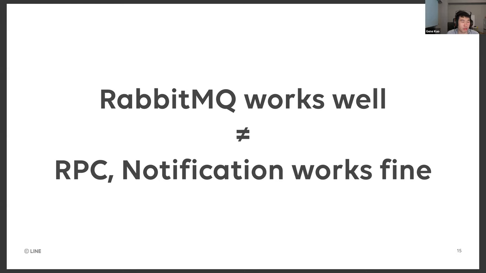in two different ways. It's because if RabbitMQ works well, it doesn't mean that all your OpenStack RPCs and notifications are working fine. So we start monitoring RPC calls and notifications from the OpenStack side also.